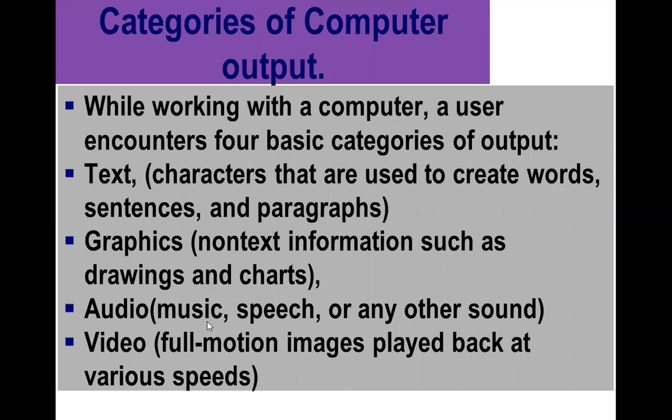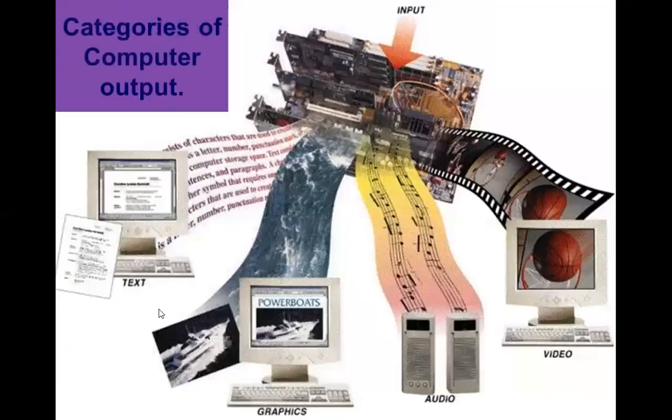Another category is called audio, where we have music, speech, or any other sound. And then lastly, we have the video output, where we have full motion images played back at various speeds. When you look at the picture on your screen, you find that these are the categories I've been talking about. Here I have text, graphics, audio, video.